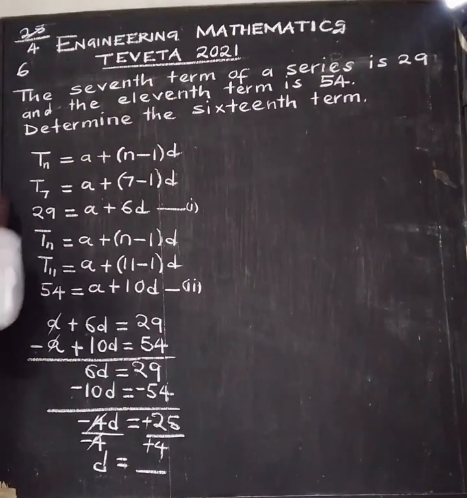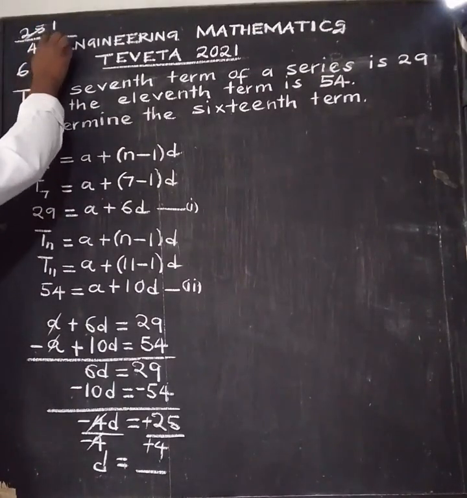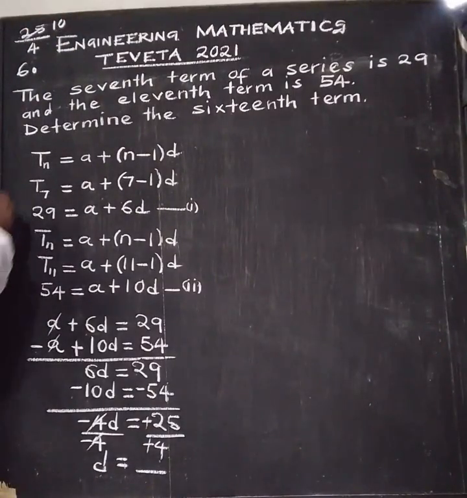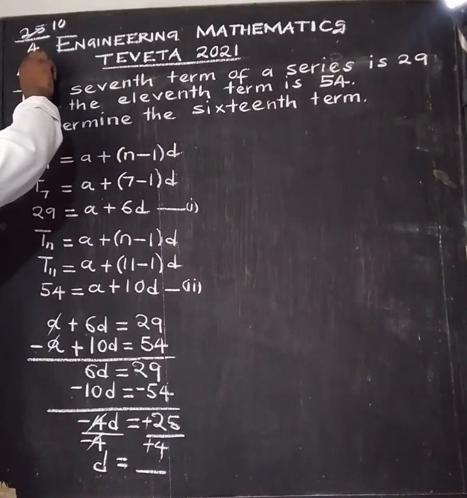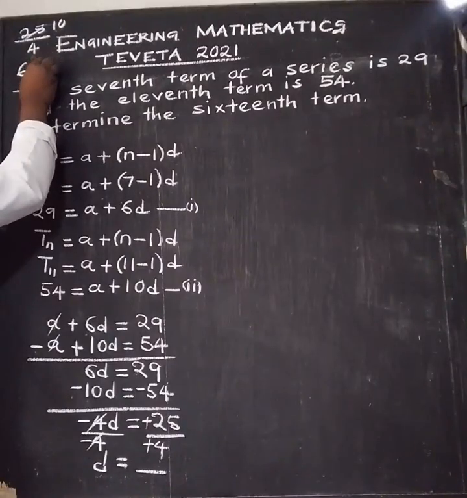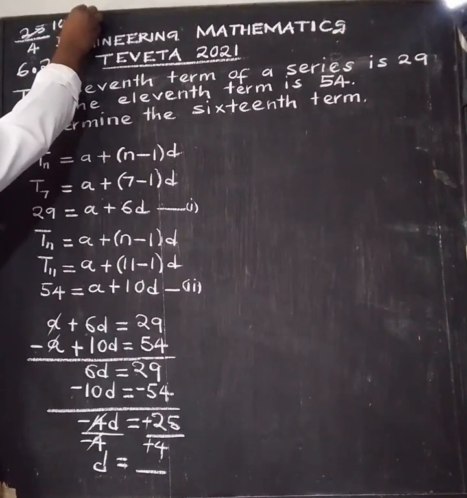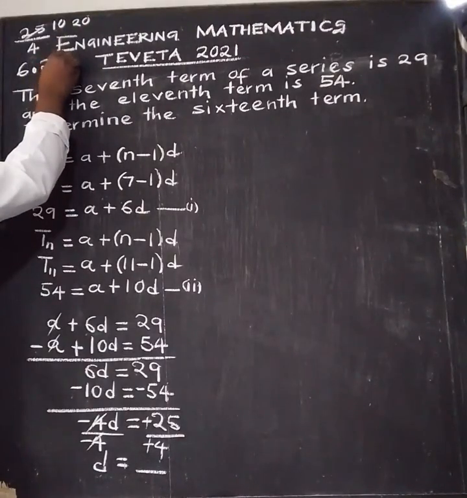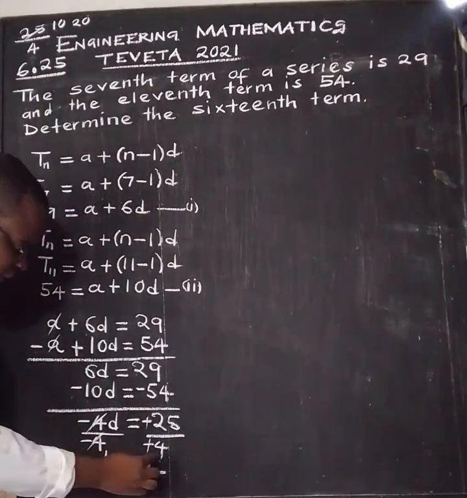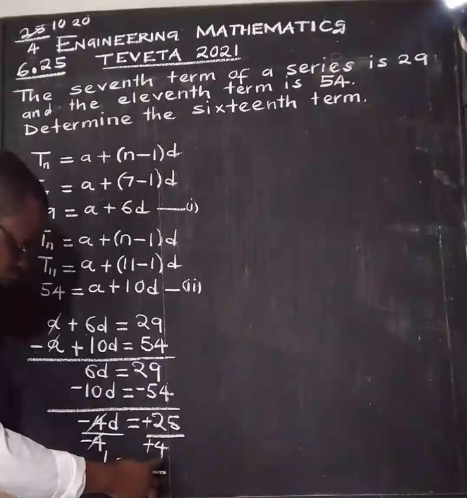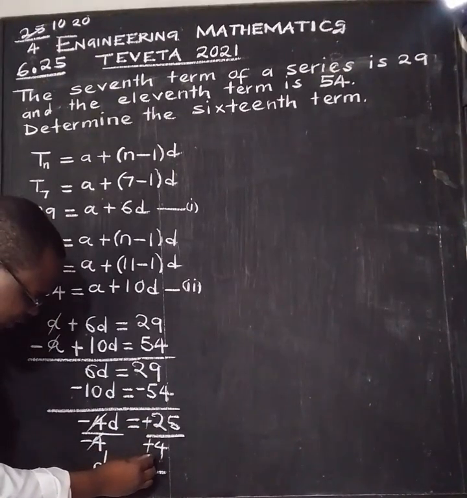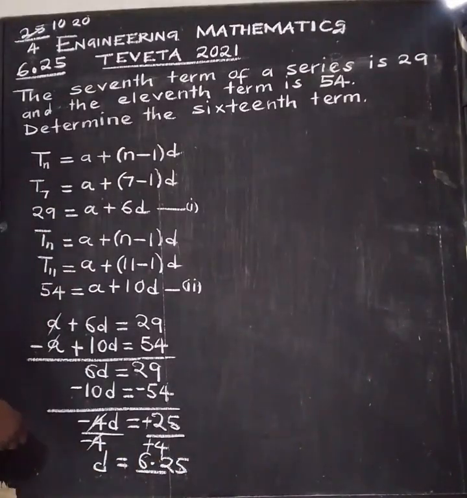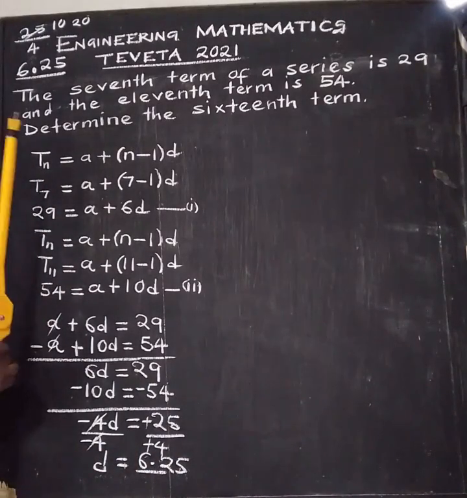Okay, remainder 1. Then 4 cannot go into 1, so you put a point, you add a 0, and then you say 4 into 10, you get a 2, remainder 2. Then you add a 0 again. 4 into 20, it's now 5. So meaning 4 into 25, the answer is 6.25. So 6.25 is our common difference.